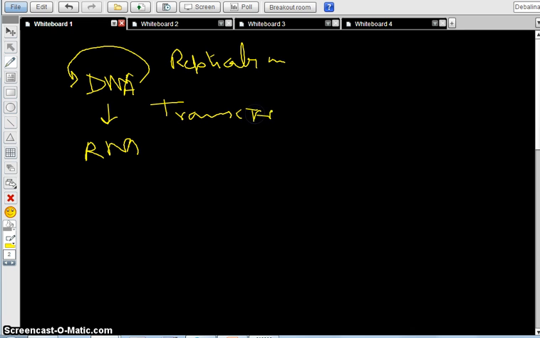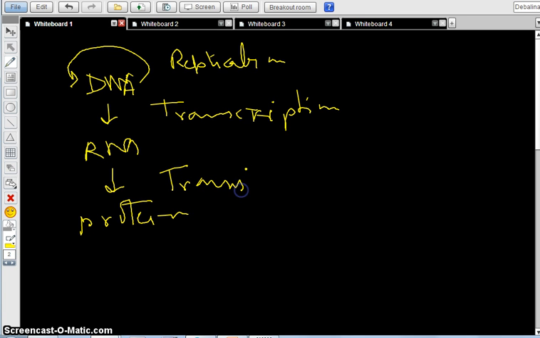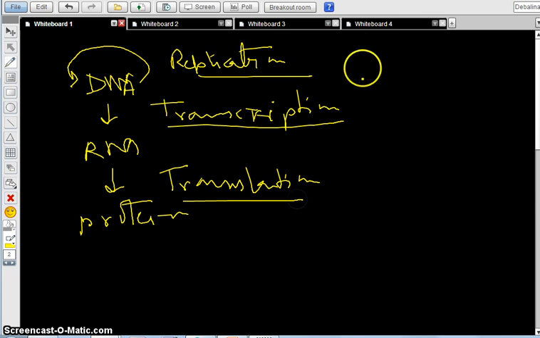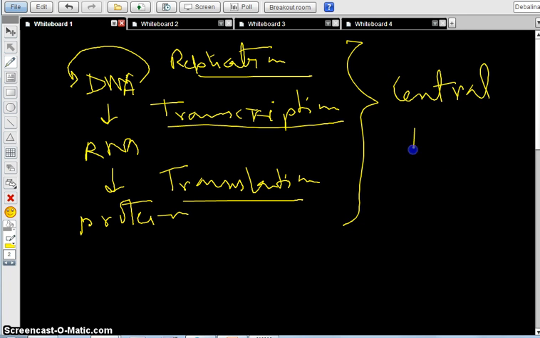Transcription. I'm really bad with my handwriting. So this is transcription. And when you make protein from RNA, this mechanism is called translation. Alright, I think you can understand what I want to write. It is replication, this is transcription, and this is translation, and this whole phenomenon together is called the central dogma.